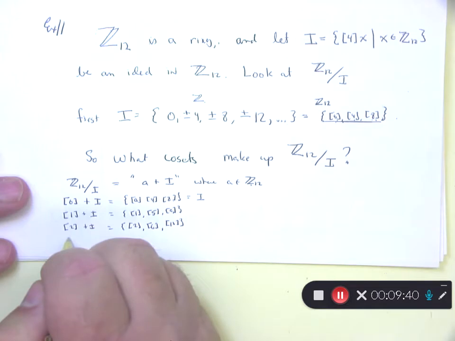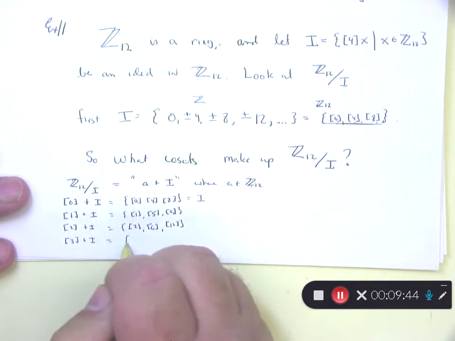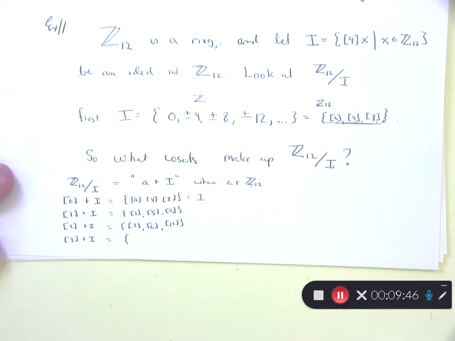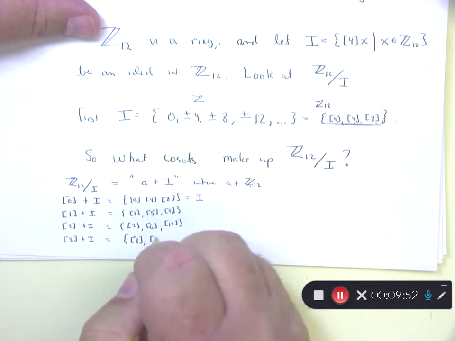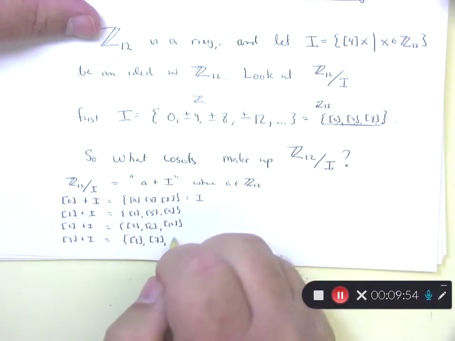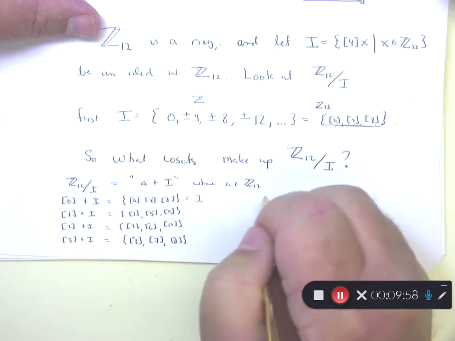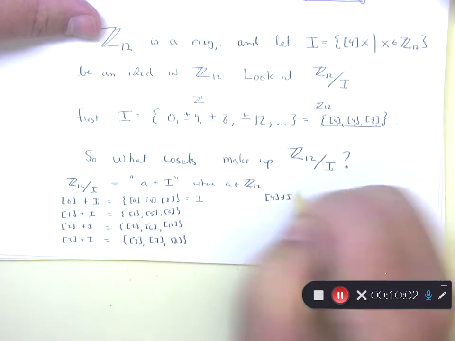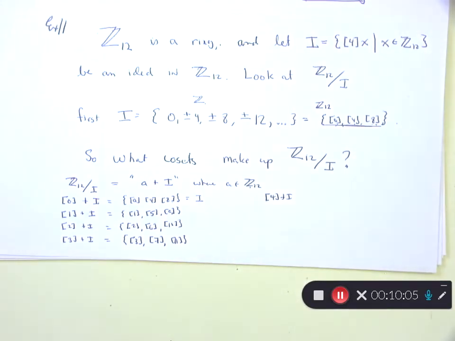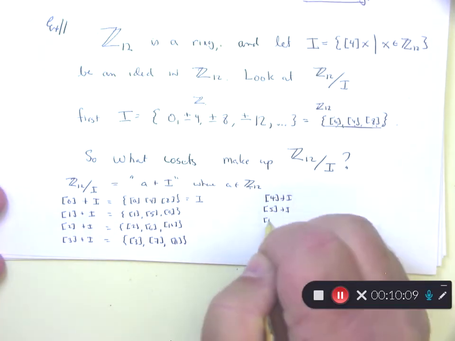The next one is going to be 3 plus I, and so I'm going to add 3 to each element in I, which are the elements 0, 4, 8, and I'm going to get 3, 7, and 11. The next one coming over here would be 4 plus I, and then 5 plus I, and then 6 plus I.